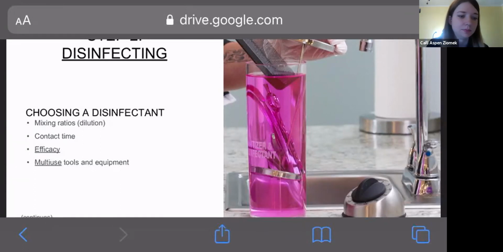And then whether it's multi-use tools or equipment. The multi-use tools will be your tweezers. If you have those plastic lash brushes, those types of things, those are multi-use items because you can use them on multiple clients if you clean them properly. Single-use items will be like your mascara wands, cotton rounds, under eye pads. Those types of items are single-use items because you cannot disinfect them, so you cannot make sure they are clean for the next client. So those ones just get thrown away.